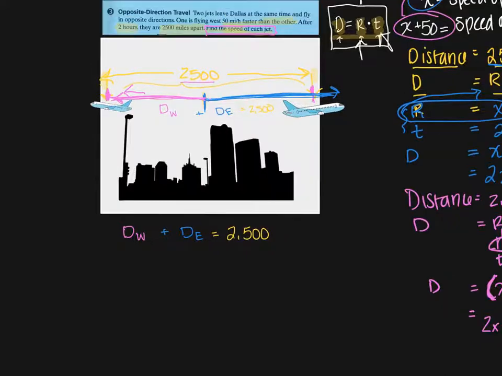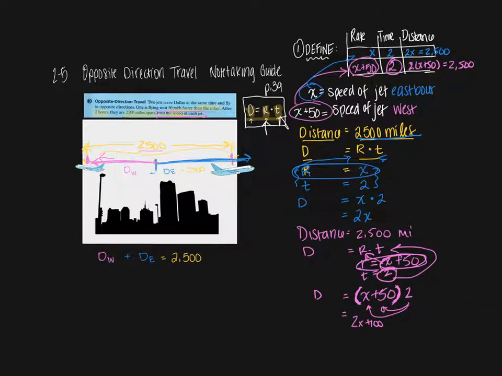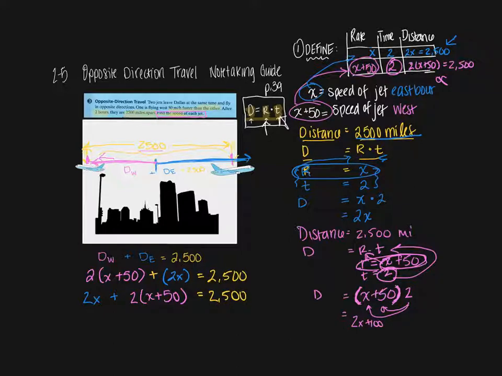So what is the distance of my west? Let's come back up to this chart we made. Well, the distance of my west was 2 times the sum of x plus 50. And then I'm going to add to that the distance of my eastbound, which is this 2x. And together those equal 2,500. I think your book has this written differently. They just kind of rearranged it. It's just 2x plus 2 times (x plus 50), and they had it set up this way for 2,500. It doesn't really matter.